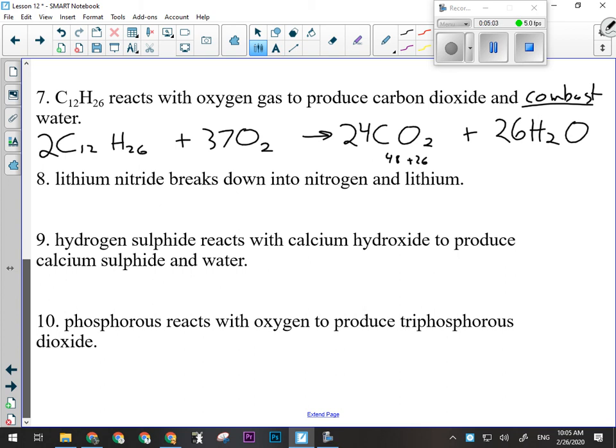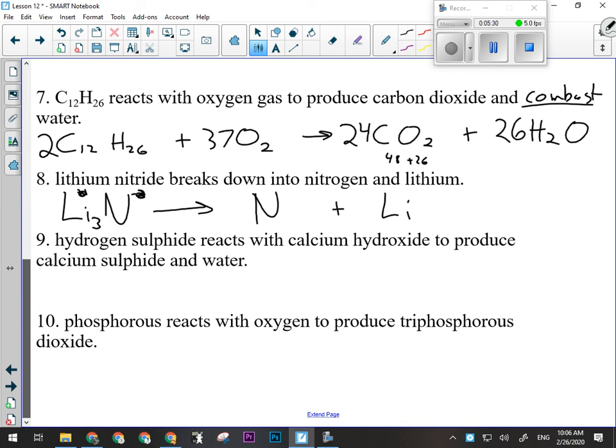In this one we have lithium nitride, which is an ionic compound. So I'm going to write lithium, which is a +1, and nitrogen, which is a -3. And then I'm going to drop and swap. So Li3N is lithium nitride. And it says it breaks down into nitrogen and lithium. Are either of those special elements?